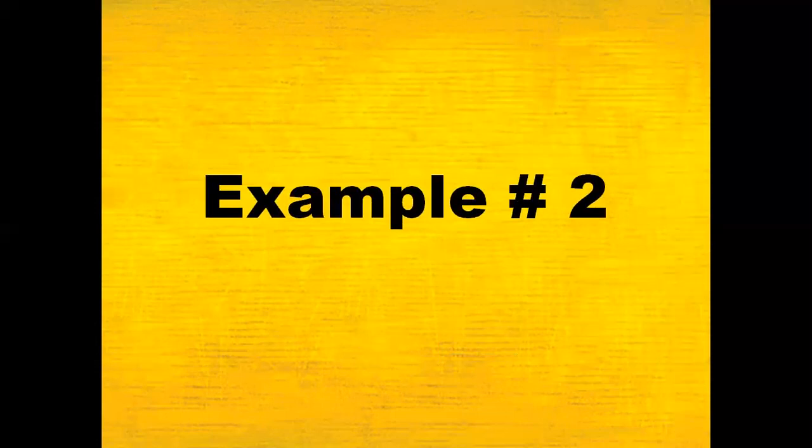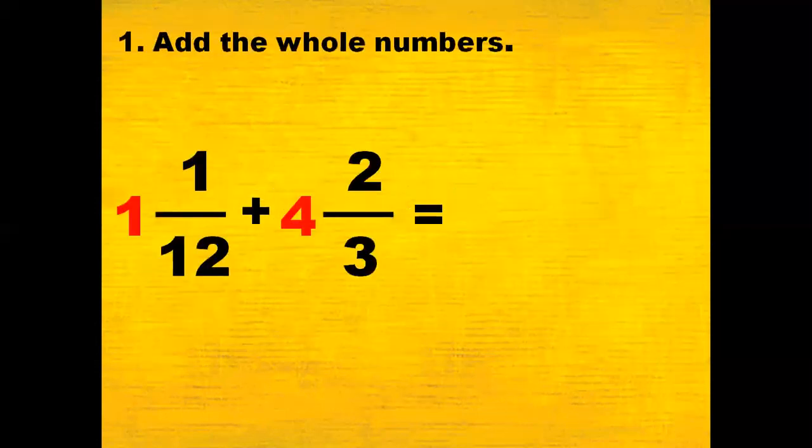Let's have example number 2. Add the whole numbers. Since the given fractions are mixed numbers, we have to add the whole numbers first. So 1 and 1/12 plus 4 and 2/3. Our whole numbers here are 1 and 4. So 1 plus 4, we will get 5.